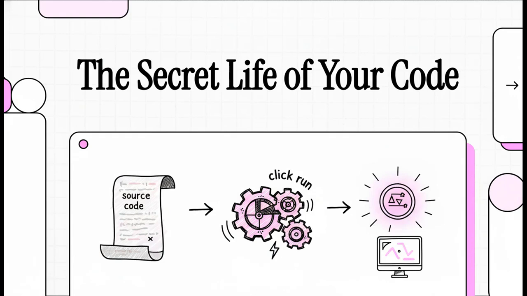So you write some code, you click run, and magic, right? It just works. Well, what if I told you it's not magic at all, but a really fascinating secret journey your code goes on? In this explainer, we're going to pull back the curtain and follow your code step by step, from a simple text file all the way to a running program.